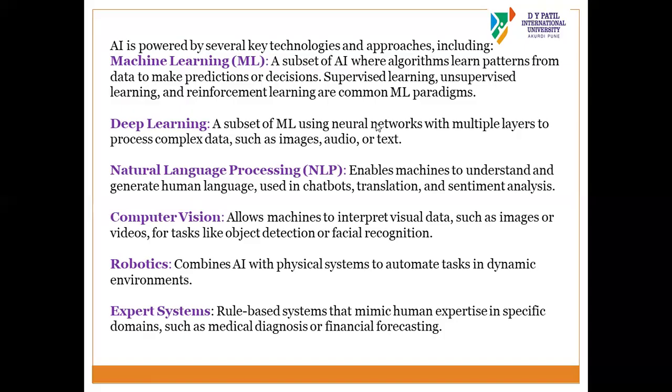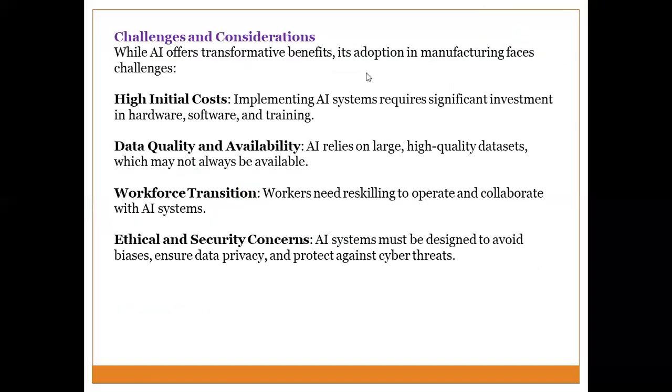Then we have NLP, natural language processing. It enables machines to understand and generate human language, used in chatbots, translations, and sentiment analysis. Then computer vision allows machines to interpret visual data such as images, videos, object detection, or facial recognition. And then robotics combines AI with physical systems that can automate tasks in a dynamic environment. And we have expert systems, which are rule-based systems with human expertise in specific domains such as medical diagnosis or financial forecasting.